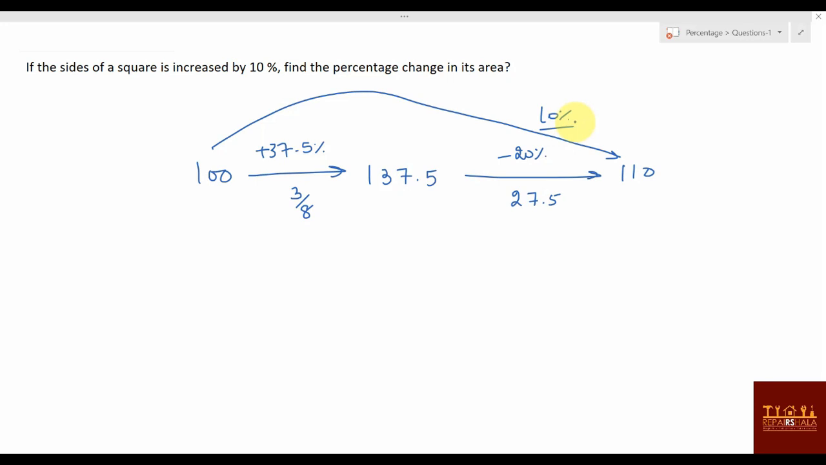Okay. Now, let's check this question. About this question, what they are telling, side of square is 10%. Now, side of a square, what you can say, area of a square is what? Side square or side into side?